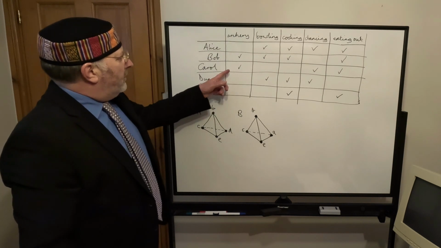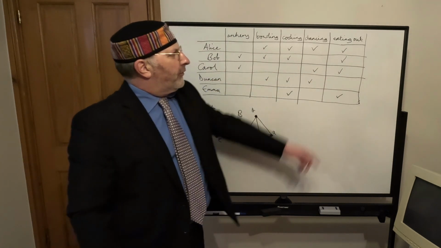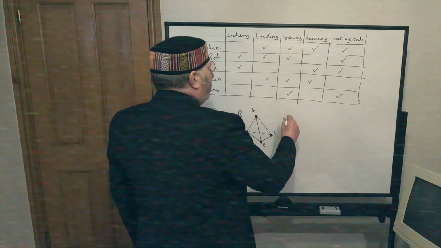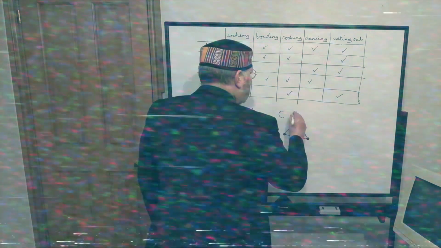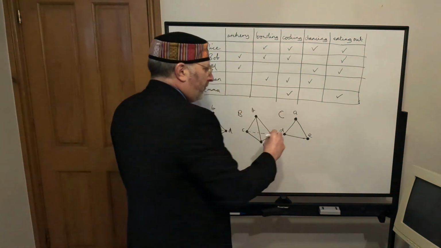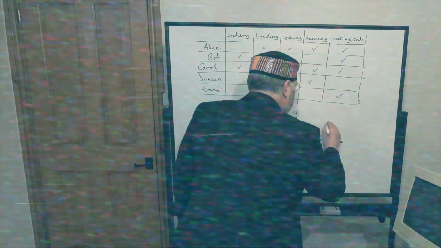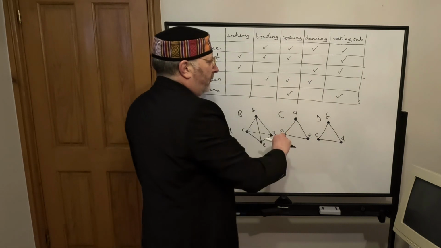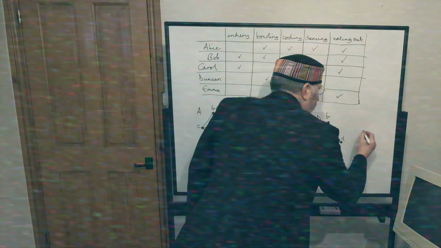And now for Carol, she's only got 3 interests, so she's only 3 points. So she'll look like this. And similarly, Duncan is only 3 points. And lastly, Emma is just 2 points, cooking and eating out.